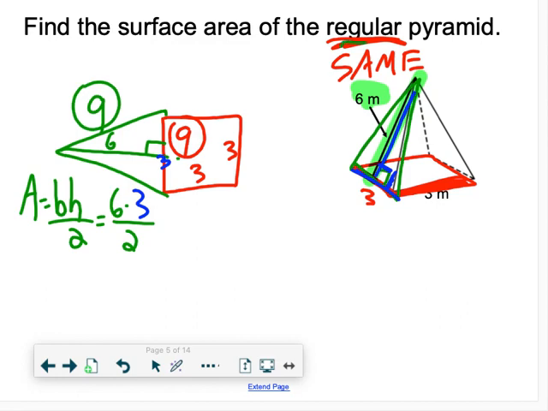This word up here, regular, is super important. Again, I would like you to say regular because that means this triangle on the back, or for us drawing it on the top, it's exactly the same.